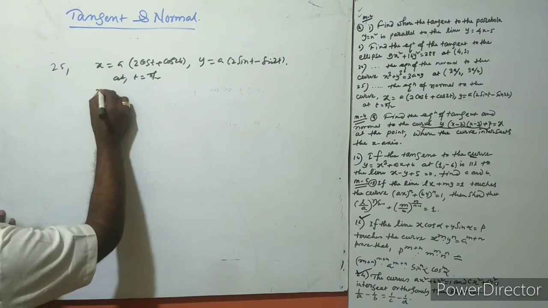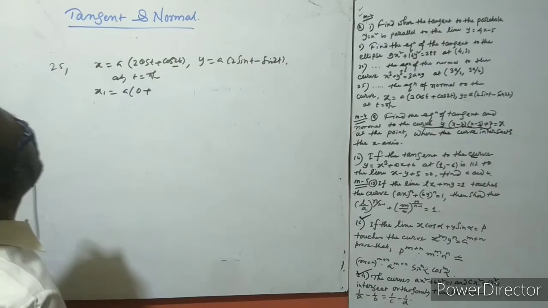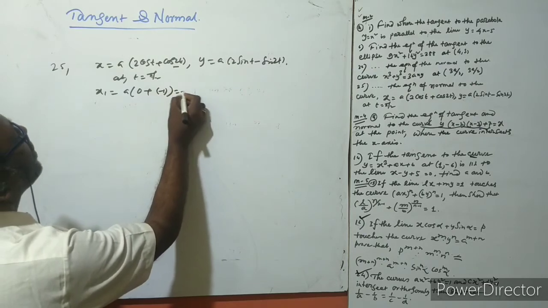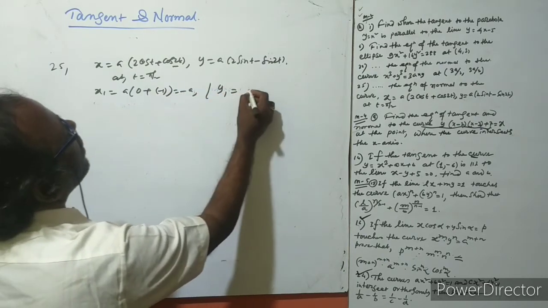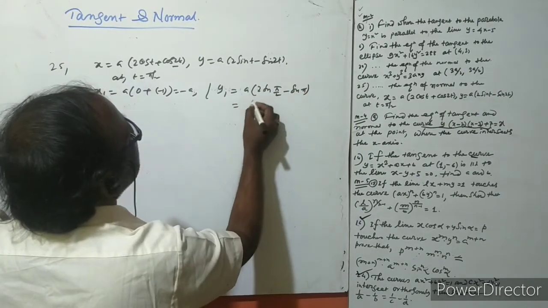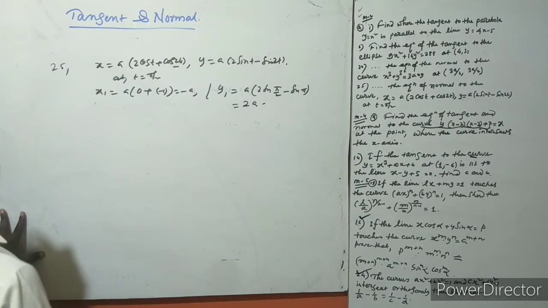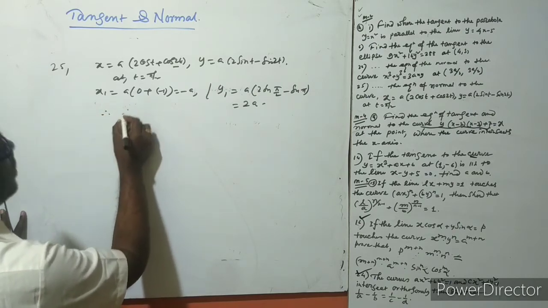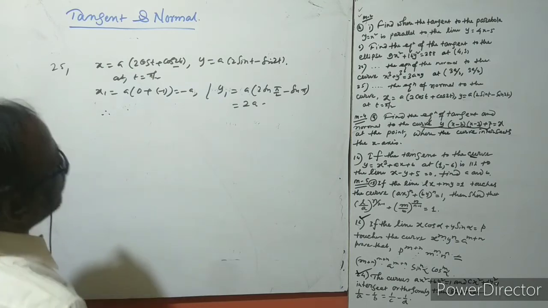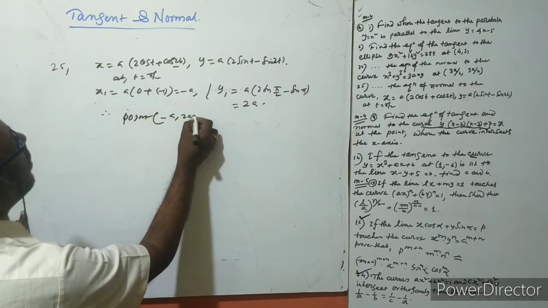If we put pi by 2 here, then the first term is 0 and cos pi is minus 1, so x1 is minus a. Again y1 is a into (2 sin pi by 2 minus sin pi), so here it is 2a. Therefore the point where the normal is formed is (minus a, 2a).